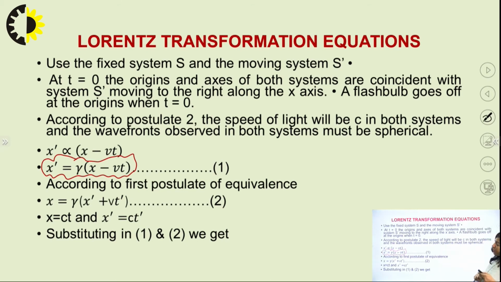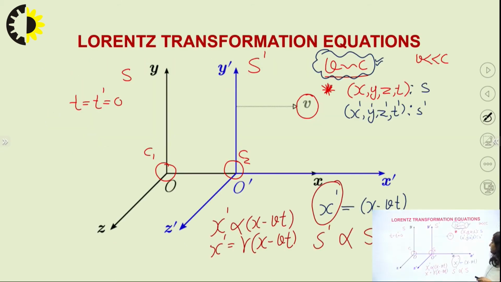According to the first postulate of special theory of relativity, if a particular law is applicable in one inertial frame, then that law is applicable in all inertial frames. So you can see the equation which I have highlighted here. According to this equation, x dash is gamma into x minus vt. This means this equation is applicable in frame S dash. You know, S is also an inertial frame.